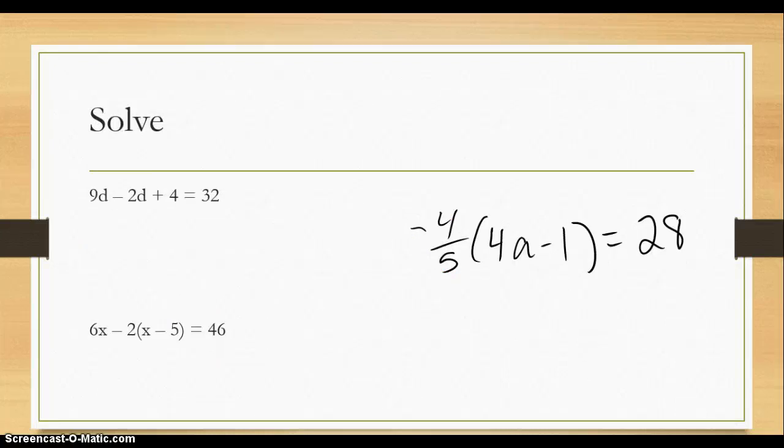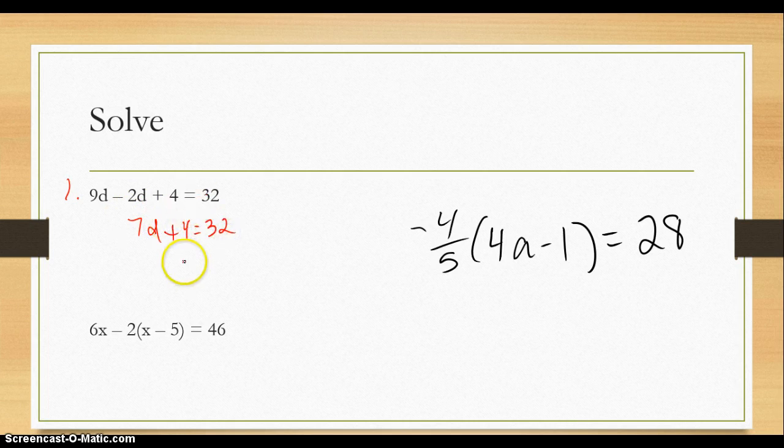So let's solve these together. First problem here, 9d minus 2d plus 4 equals 32. Well, there are no parentheses in this problem, so the first thing is to simplify either side. So simplify the left side, 7d plus 4 equals 32.